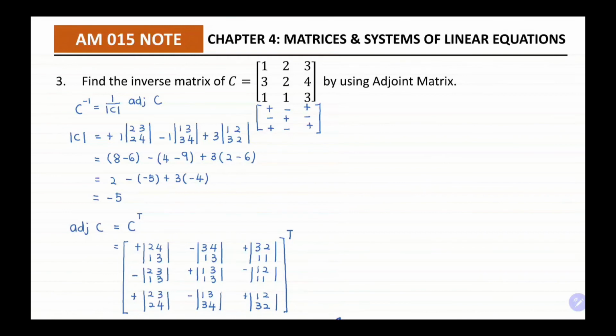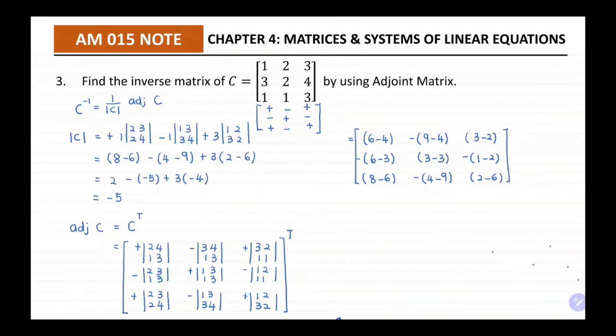Okay. Then, we solve. So, we get AD minus BC. So, 6 minus 4, first one. Second, negative, 9 minus 4. Then, 3 minus 2, negative. 6 minus 3. 3 minus 3, negative 1 minus 2, 8 minus 6, negative 4 minus 9, and last 2 minus 6. Okay, we close the bracket, and don't forget to put transpose.